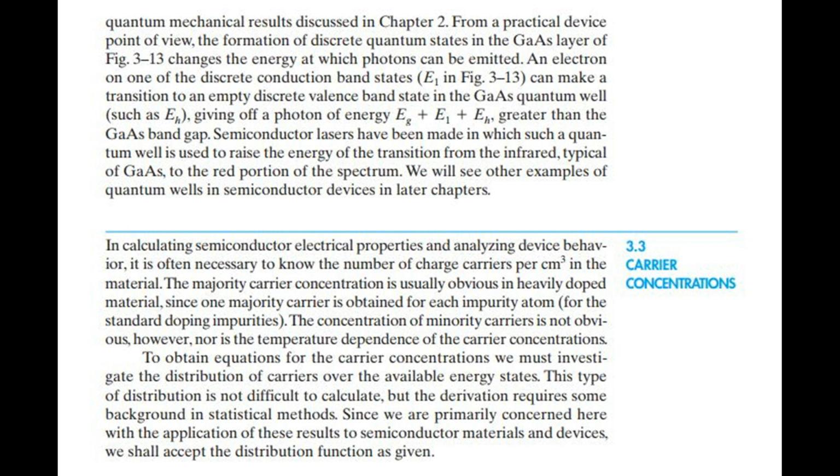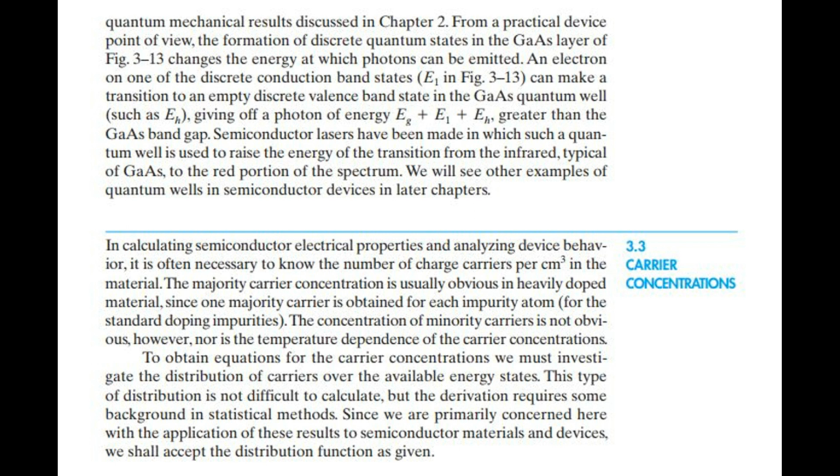To obtain equations for the carrier concentrations, we must investigate the distribution of carriers over the available energy states. This type of distribution is not difficult to calculate, but the derivation requires some background in statistical methods. Since we are primarily concerned here with the application of these results to semiconductor materials and devices, we shall accept the distribution function as given. The Fermi level.